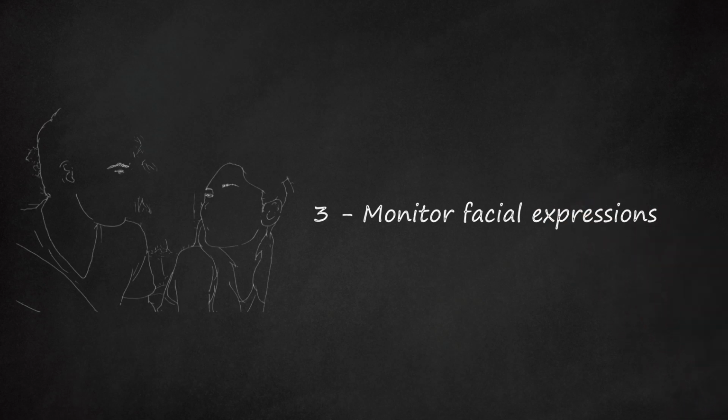3. Monitor facial expressions. During a performance, watch the muscles around their eyes and mouth for clues. When the muscles around the mouth are pulled back, the eyebrows are lifted or the forehead is wrinkled, this usually means the person is afraid, nervous, or lying about something.